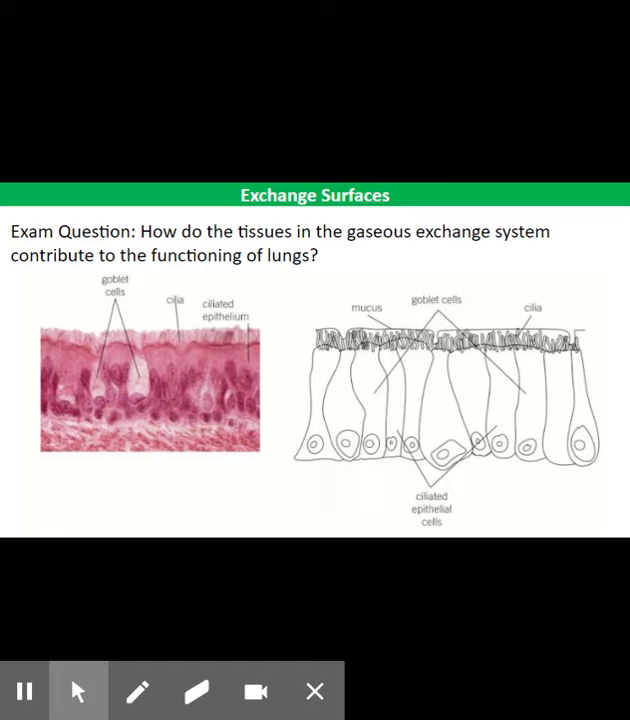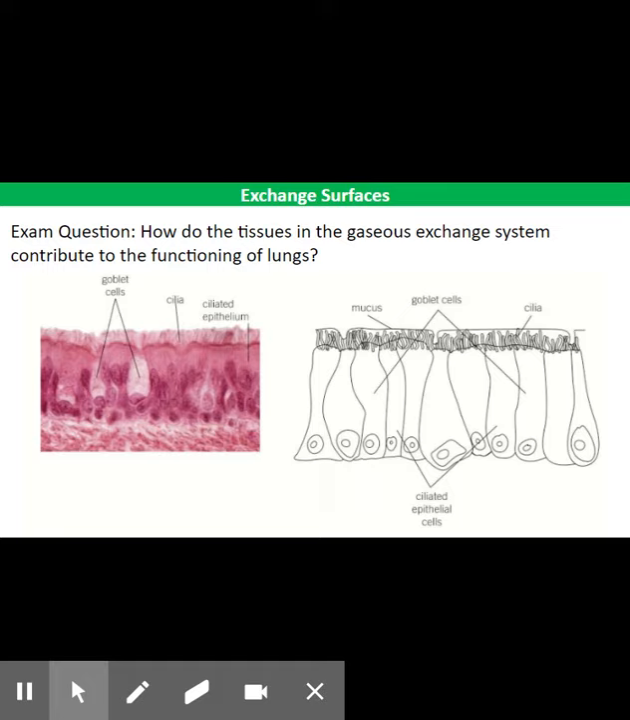Now, a second tissue that you should be aware of are the cilia, also labelled on the diagram there. Cilia on the surface of cells lining the airways beat the mucus. This moves the mucus, plus the trapped microorganisms and dust, upwards away from the alveoli towards the throat, where it's then swallowed. And this helps prevent lung infections.